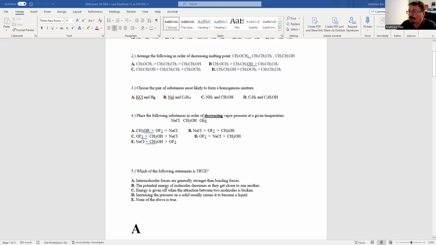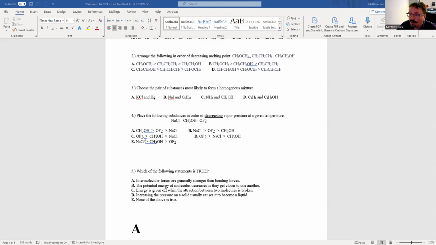Place the following substances in order of decreasing vapor pressure at a given temperature. So we're looking at highest vapor pressure going to lowest vapor pressure. The thing with the weakest intermolecular forces will have the highest vapor pressure. The weaker intermolecular forces need a smaller amount of energy to divorce those intermolecular attractive forces for it to go from being a solid or a liquid and become a gas and enter into the vapor phase. So we're looking for weakest intermolecular forces to strongest.